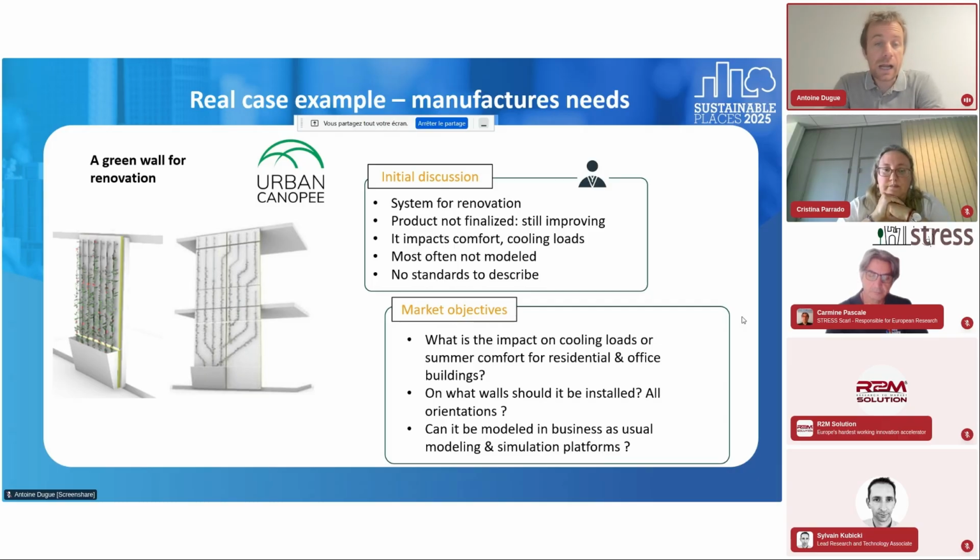And then, okay, can we also deliver a way to potentially model its impact when applying it into renovation? So that the next time your bank, canopy, or an architect, designer is considering using this solution, they can directly, easily have a good understanding of its behavior, but also of its potential impact on cooling loads, on thermal comfort, and so on.